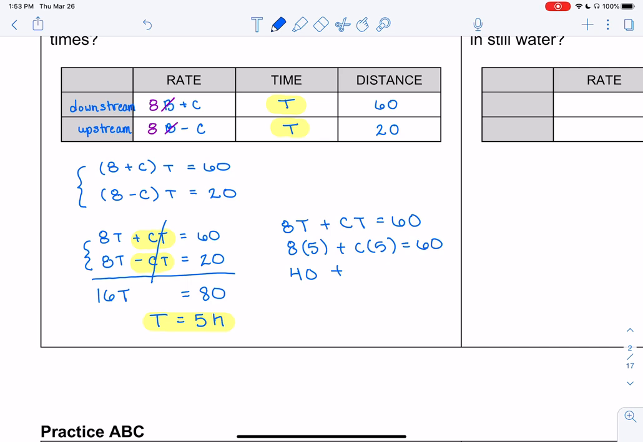So 40 plus 5c equals 60. Then we subtract the 40 over. 5c equals 20, and therefore c equals 4. This is the current rate, the rate of the current. So I'm going to make that miles per hour. And those are my two answers that I need. Okay? The time and the current.